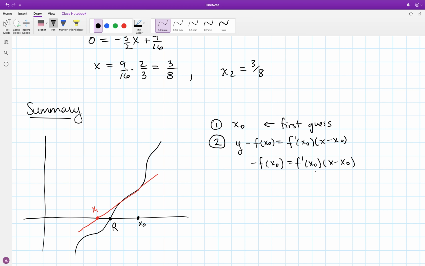So here's our first guess, x naught. I'm wondering what's the x value that makes y 0 in the equation of the tangent line. So I can solve for that, and I get x minus x naught equals negative f of x naught over f prime of x naught. And I call this x1, basically my second guess, right? So adding x naught to both sides, this is my improved guess.